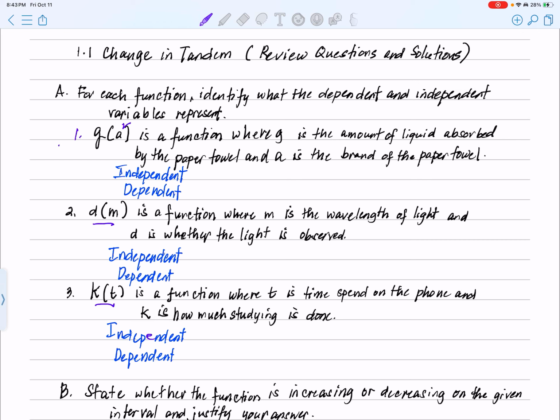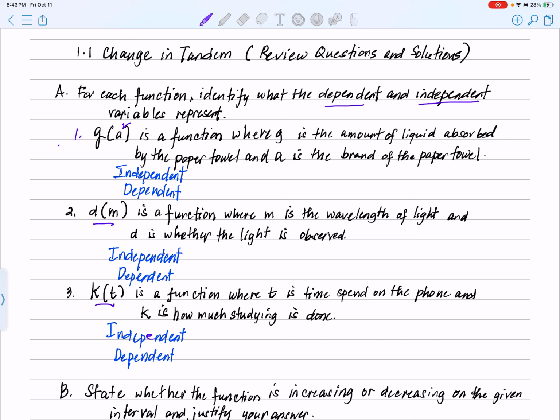Welcome to Matematika. Today we're going to do review questions and solutions in chains and tandem. We're going to start with the first set. For each function, identify what the dependent and independent variables represent.